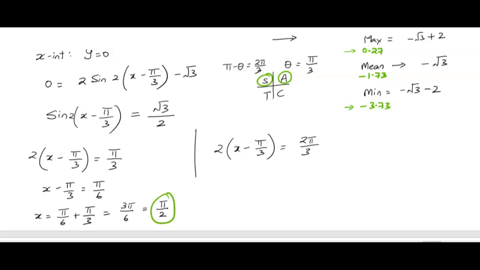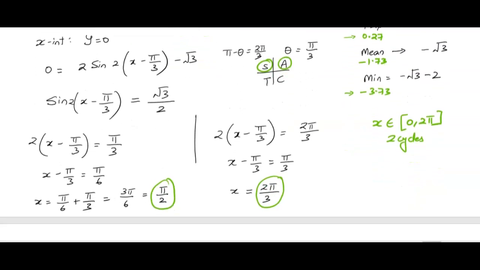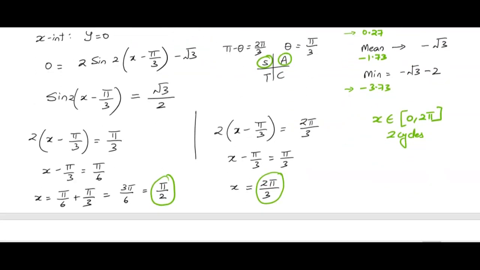Second part of the question: x minus pi on 3 equals 2 pi on 6, or basically pi on 3. Adding pi on 3 to both sides gives us my second x-intercept as 2 pi on 3. In this particular question we are sketching between 0 and 2 pi, and we've seen that the period of the graph is equal to pi, which means we'll be able to fit 2 cycles in the domain we're trying to sketch. What that means is we're going to have 2 further x-intercepts in this scenario.